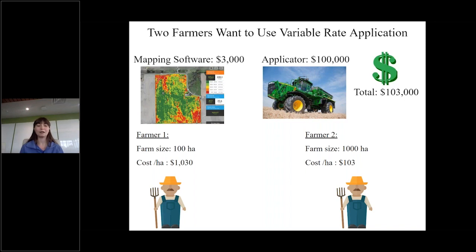So farmer one, because his farm size is 100 hectares, his cost per hectare for that investment is going to be significantly more than farmer two, whose cost per hectare is going to be around $103. And so it's going to be much more difficult for farmer one to make up that investment. It's going to take him longer at the very least than farmer two. And so if I was farmer one, I would probably not want to deal with all of that uncertainty. And that would probably be a very difficult decision to make compared to farmer two.